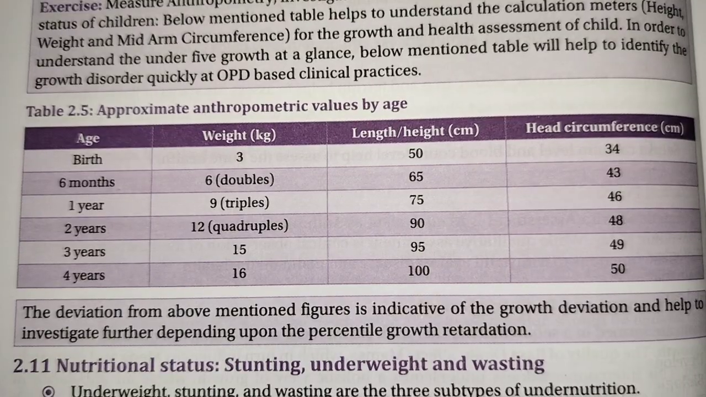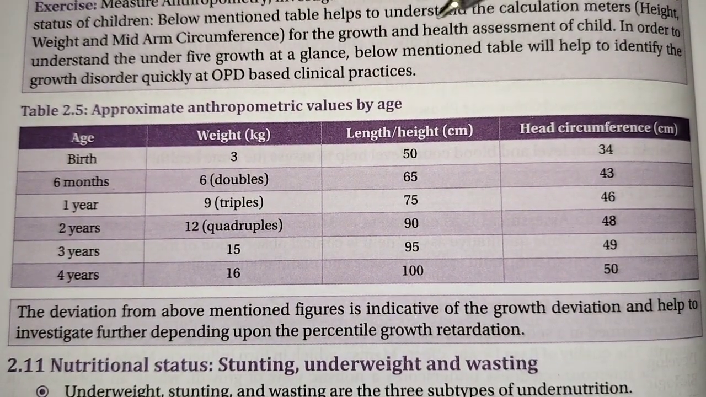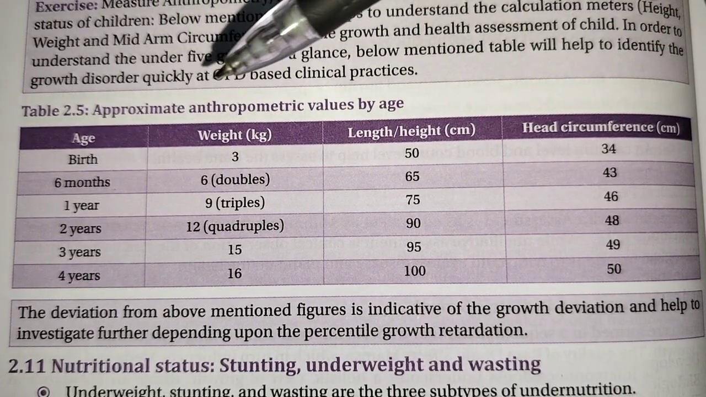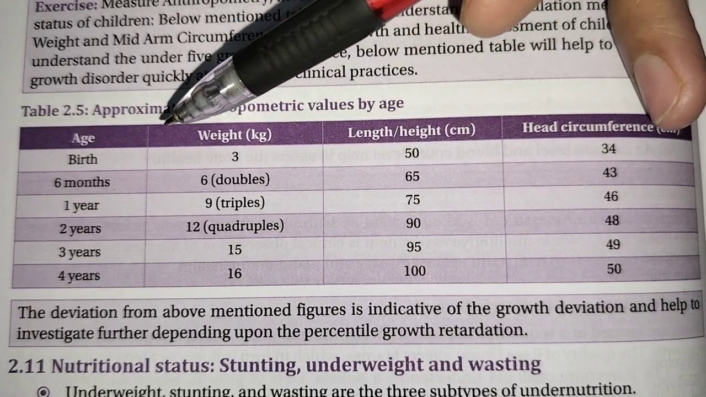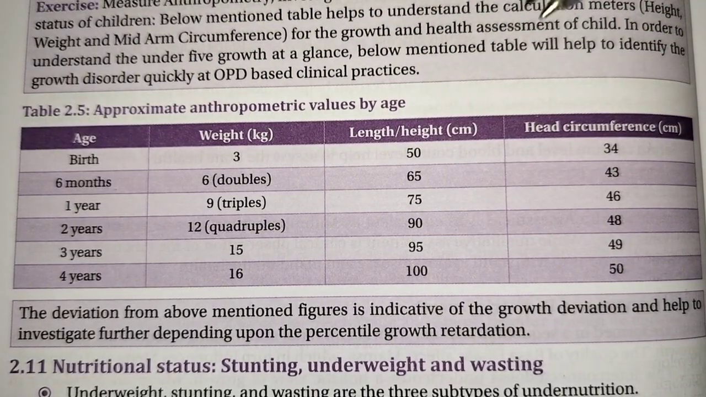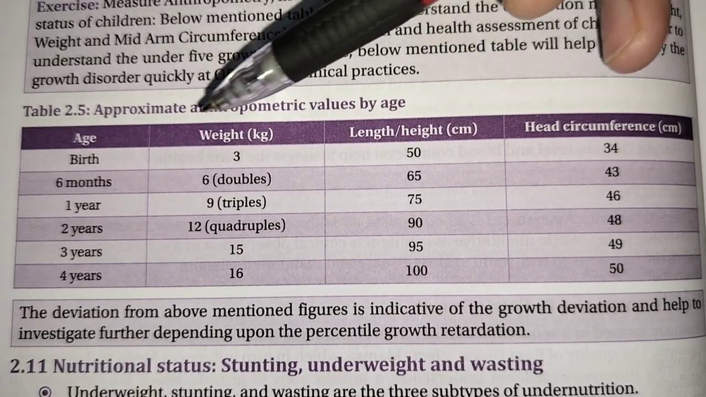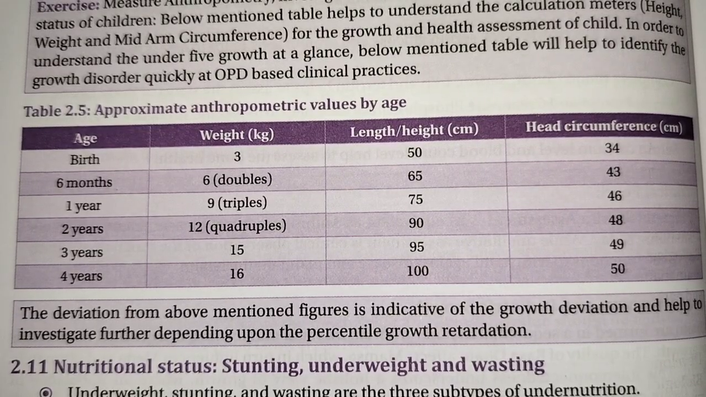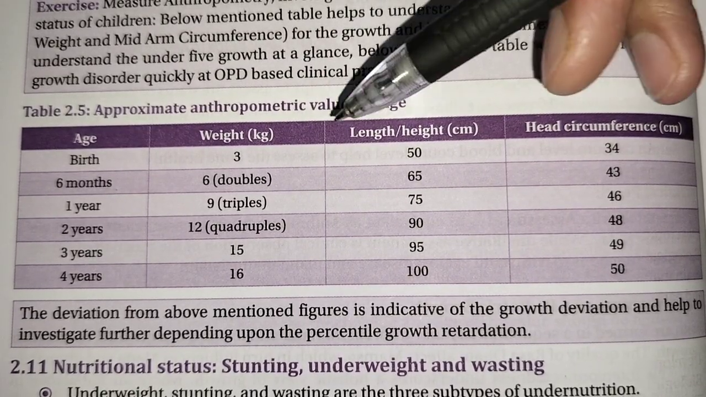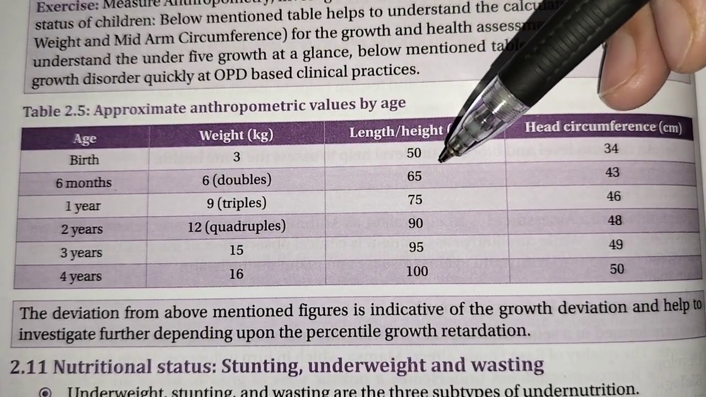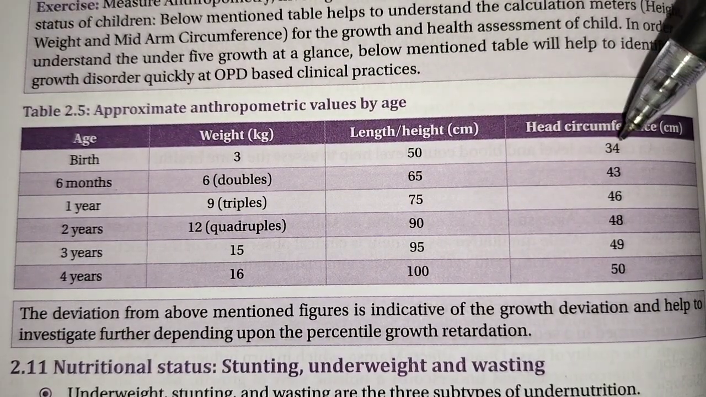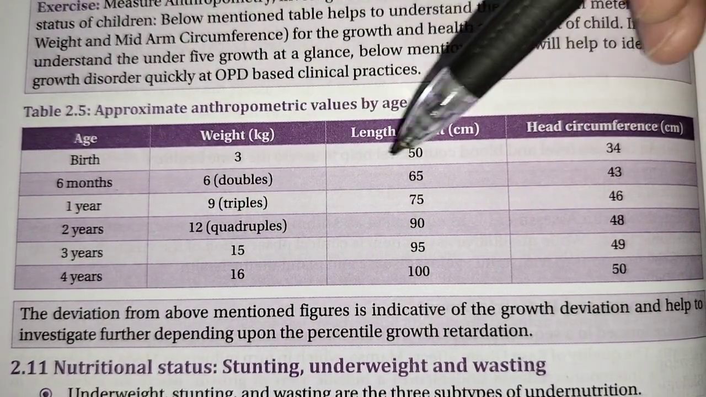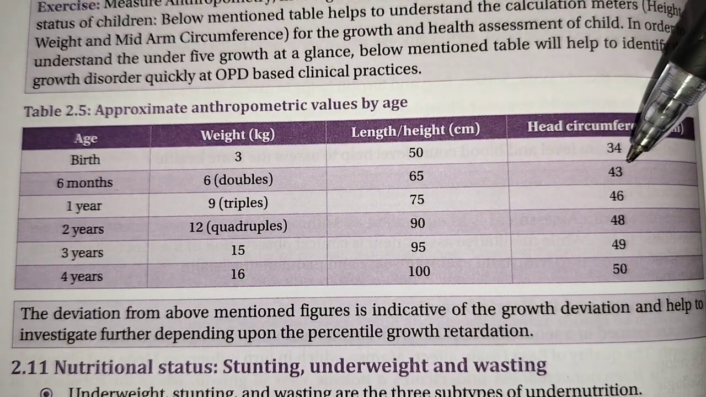They have given it in a chart. This is a chart of approximate anthropometrical values by age. According to the age of the baby, it shows what the weight and length or height should be, approximately. For a just born baby in India, the normal weight is approximately 2.5 to 3 kgs, correct? The length should be 50 centimeters and head circumference 34 centimeters. If the baby is 6 months, the weight doubles, that is 6 kg, with 65 centimeter height and head circumference of 43 centimeters.